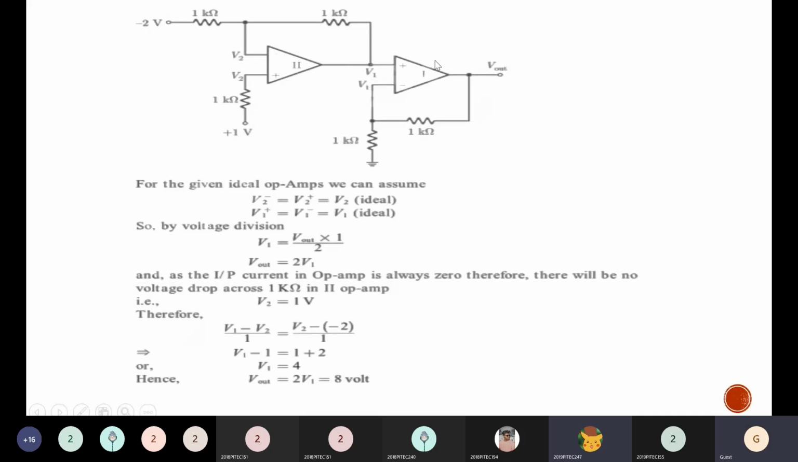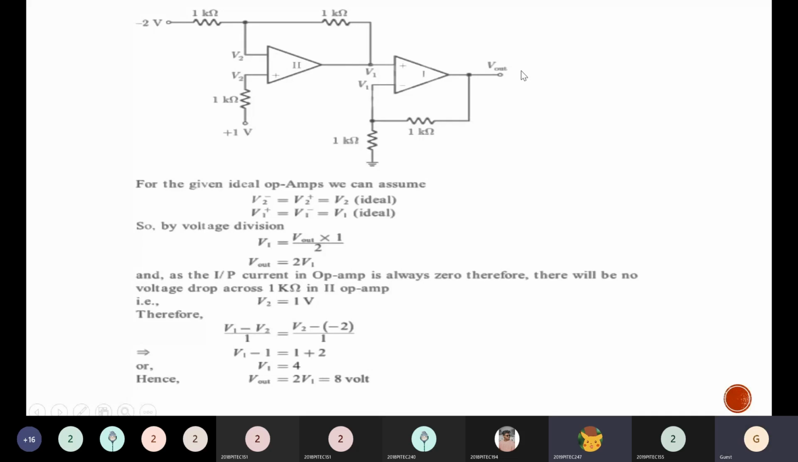If this is 4, since it is a non-inverting amplifier, you can say output is 1 plus Rf by R1 times the input. Input is 4 volts. 1 plus Rf by R1, that is 1 by 1, so 1 plus 1 is 2. 2 into 4, your final output becomes 8. Clear? Understood? How you got the output for this as 8 volts? Any doubt?